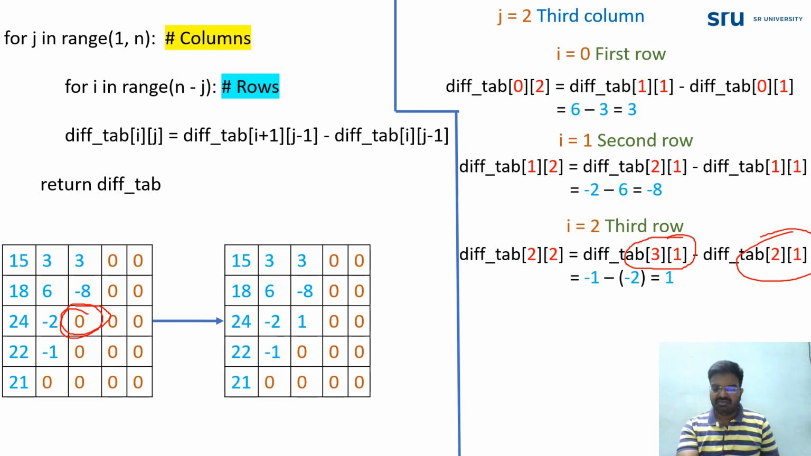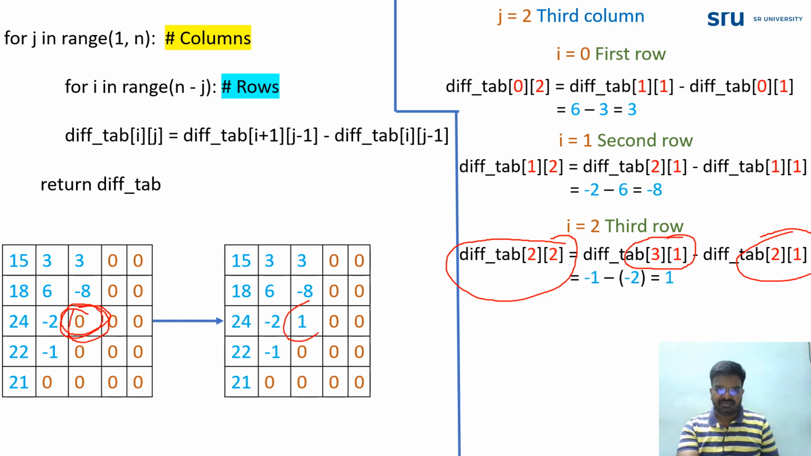Okay, now the result. What is the result here? 1. We have to save the result in this position. What is this position? Third row, third column. Third row, third column means its index is 2, 2. See, we are saving the result with index 2, 2. It takes third row, third column.